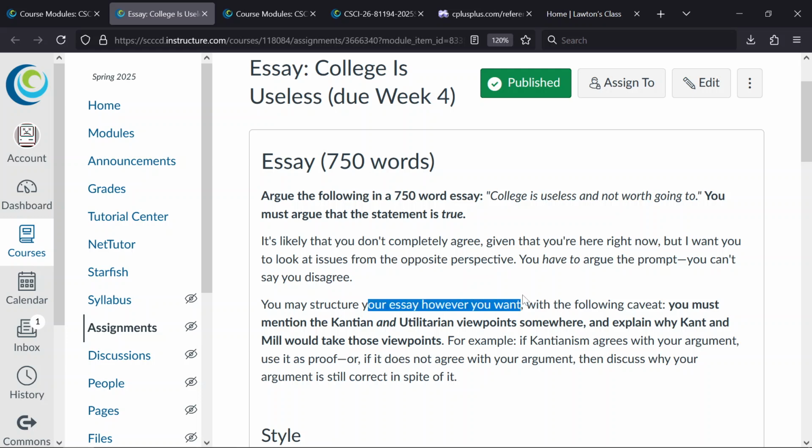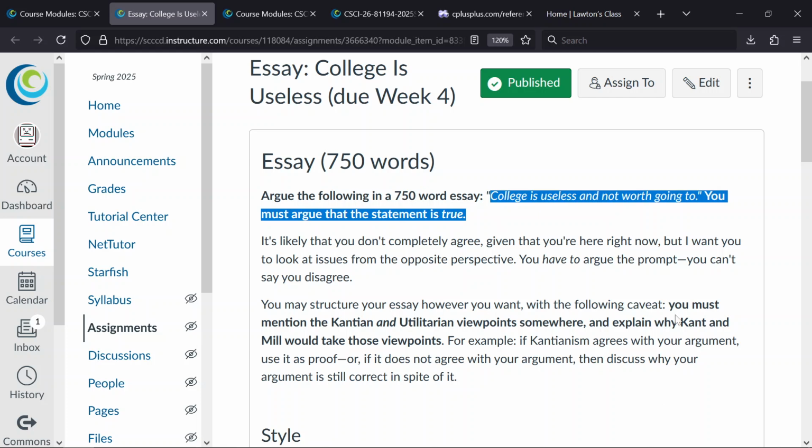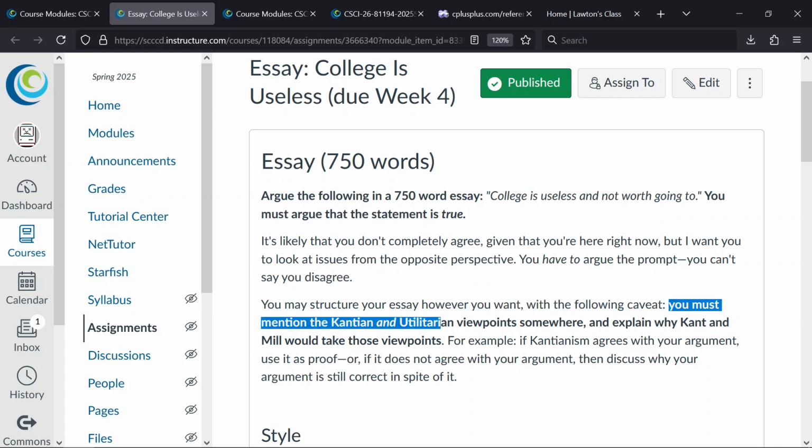So here, you can structure the essay however you want, as long as it's readable. The one thing I want you to really include, in addition to arguing this, is that you have to talk about Kantianism and utilitarianism somewhere in your essay. All right? You have to say those words and explain exactly why Kant would take that viewpoint that you just said he would take. Explain exactly why Mill would take that viewpoint that you're saying he would take towards college. Does that make sense? That's part of your requirements in bold.